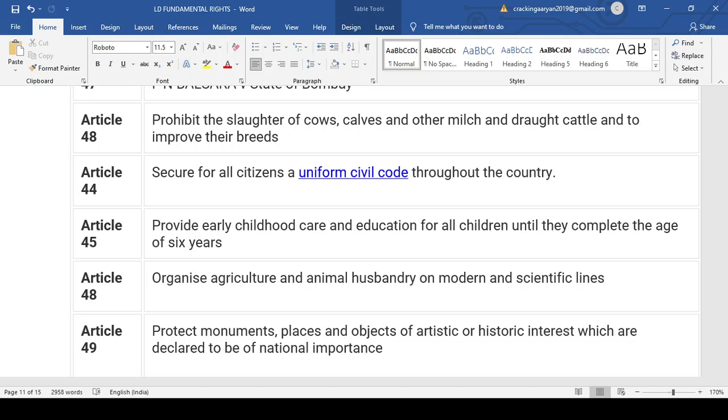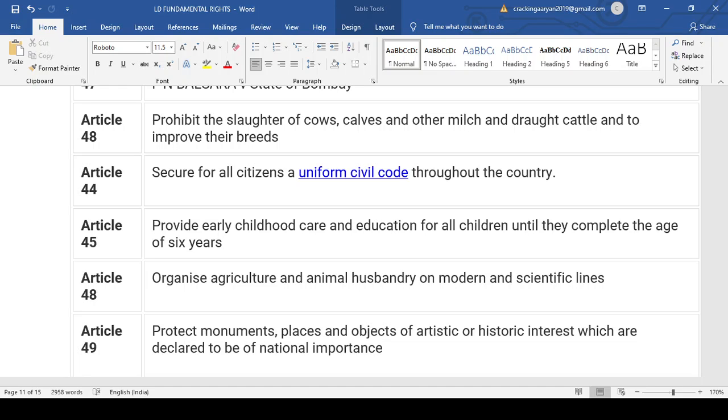Now see guys, the thing is that the Delhi High Court and the Supreme Court have many times emphasized that now it is the time to implement the Uniform Civil Code. But I am giving you one solution. I am a very common law student. I know my solution will not be taken into consideration.